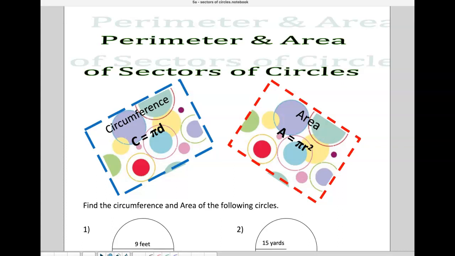All right, what we're going to look at today is perimeter and area of sectors of circles. So I need everybody on page 11 of your notes packet. Page 11.